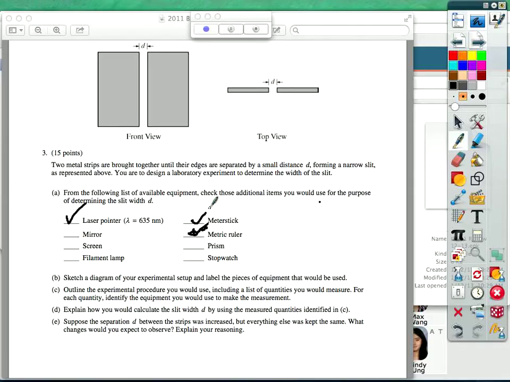So we just put the laser pointer here, the light comes here, we need a screen. If you said on the wall or something, it would be fine. But okay, so let's put a screen.